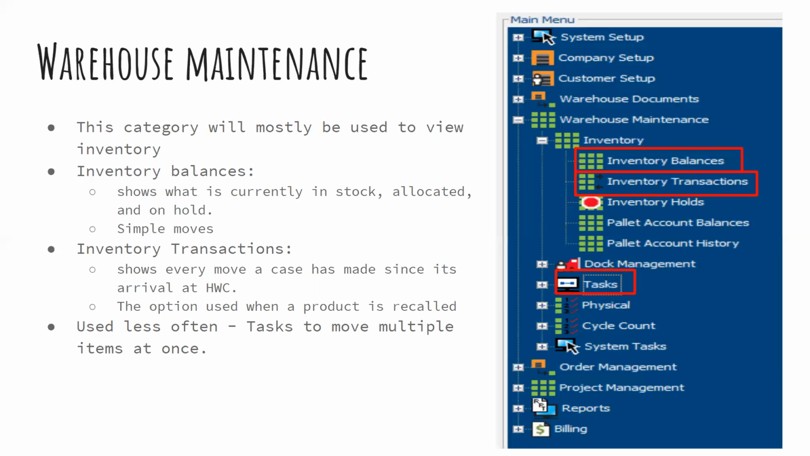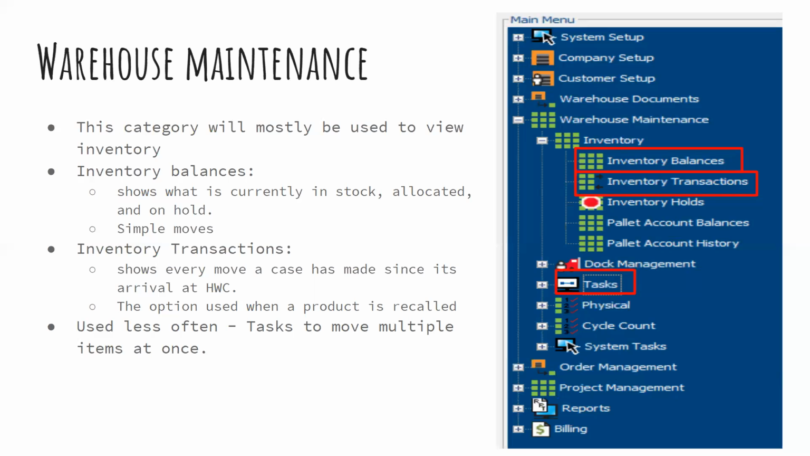Inventory transactions shows every move a unit has made since its arrival at HWC. This option is particularly useful for product recalls because we can tell the customer on a SKU lot exactly how many orders it was shipped on, where those orders were delivered to, and how many cases were on each order. So they can reach out to the customer and have that product returned.